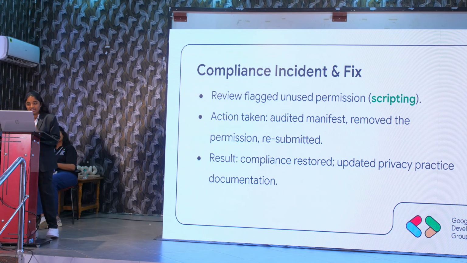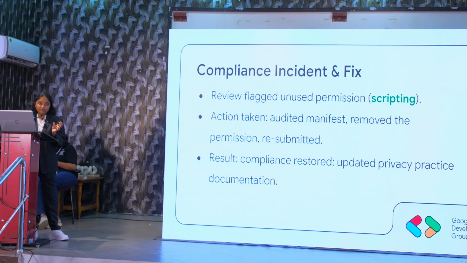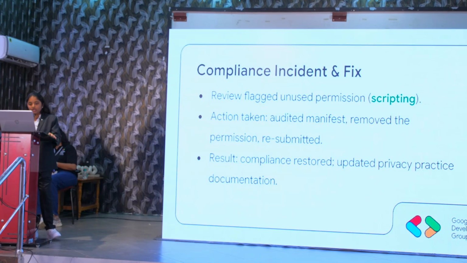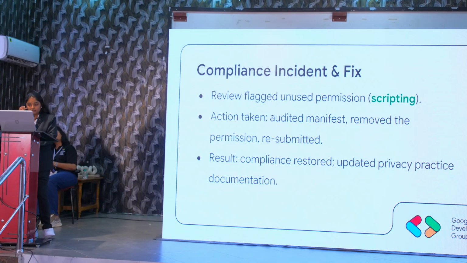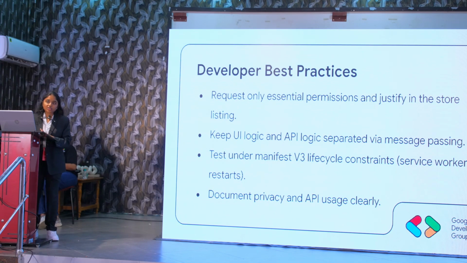So they reviewed and flagged the unused permission, scripting. The action I took was to audit the manifest.json file and immediately remove the scripting permission which I don't even use, and I resubmitted. The result is updated privacy practice documentation, and my extension is finally published because I mentioned only the correct used permissions in the submission. So the takeaway is that I have made a mistake, but you don't have to.